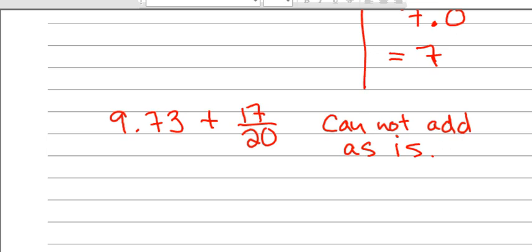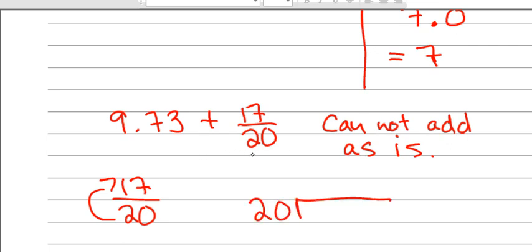So I'm going to change 17 over 20 to a decimal, and just like I did before, I'm going to take bottom and divide it into the top. So 20, decimal point. I'm going to add a couple zeros. I don't know how many again I'm going to need. Decimal after the whole number.